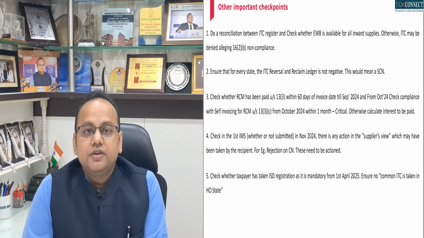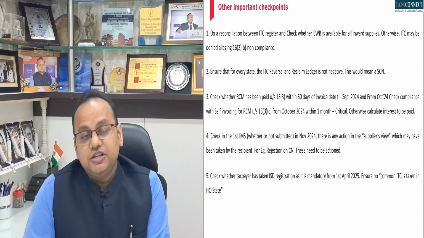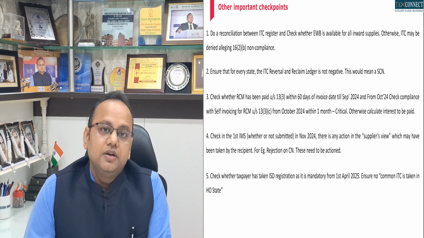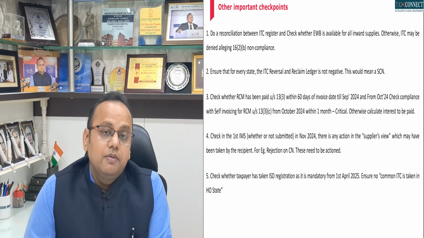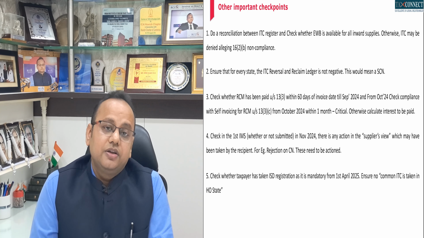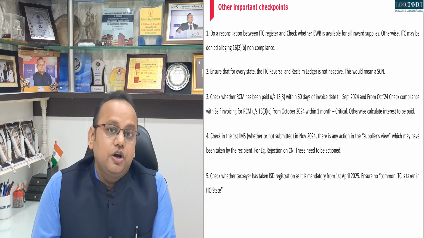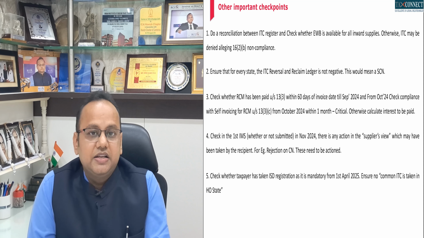Third important thing which you need to see is the impact of Invoice Management System. Now we all know that most of the taxpayers, as far as we understand, have not implemented IMS in November 2024 because it was not mandatory. However, in case your customer has implemented the IMS and rejected any of your credit notes, then you as a supplier have to pay the GST liability thereon in the month of December with interest.